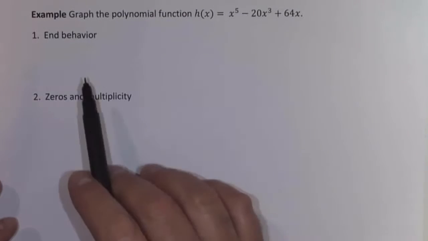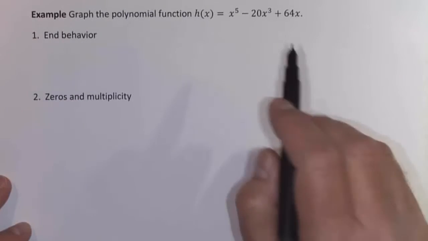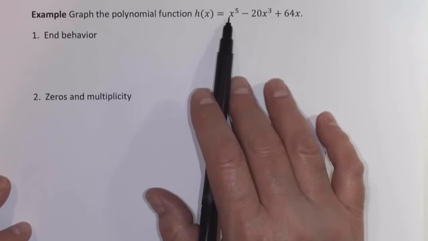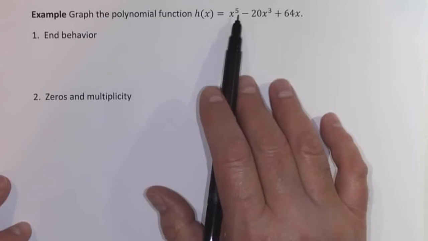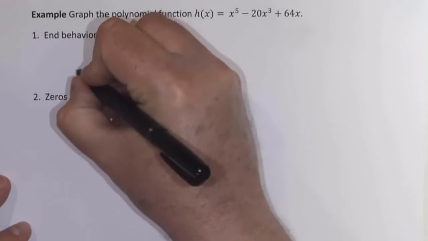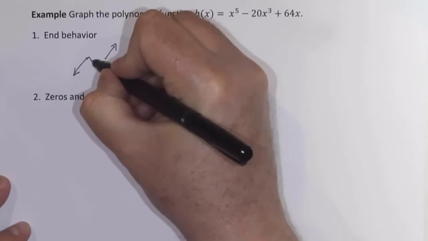So to find the end behavior, we look at our polynomial function. In this case we have a degree of 5, and the leading coefficient is understood to be 1. So we have an odd degree and a positive leading coefficient. So that means our end behavior is going to be down on the left and up on the right.